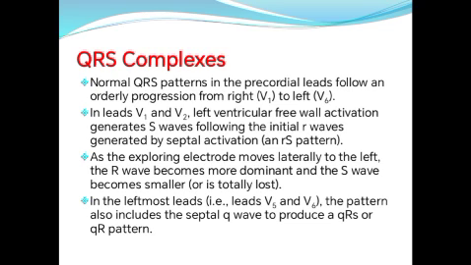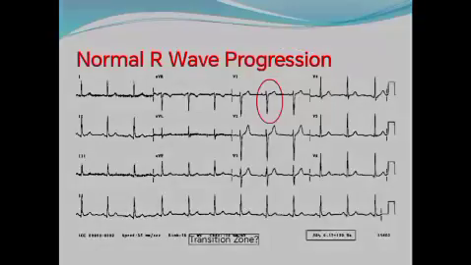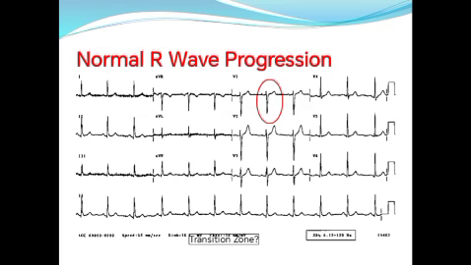As the exploring electrode moves laterally to the left, the R wave becomes more dominant and the S wave becomes smaller or totally lost. In the leftmost leads, V5 and V6, the pattern also includes the septal Q wave to produce the QR pattern. Here Q stands for septal activation again, because the activation goes away from the electrode. So let us see the normal progression.